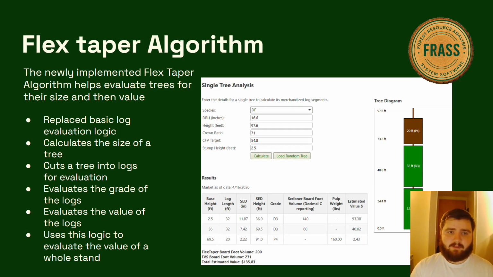What I did is I worked on the flex taper algorithm. This whole algorithm is made to evaluate one tree. So let's say we take a tree at a certain time, take all the inputs, and we want to chop it up into logs and evaluate how much it might be worth. Doing this is an algorithm with a heavy side to it, and it is eventually implemented into the evaluation of the whole property with over 150 trees on it.